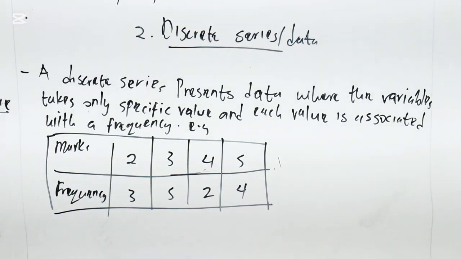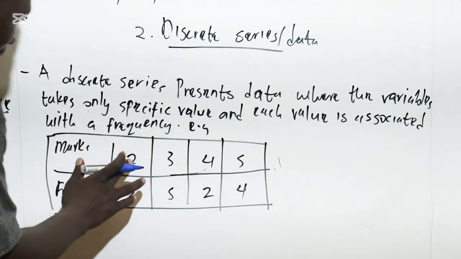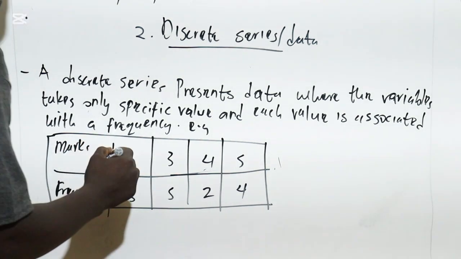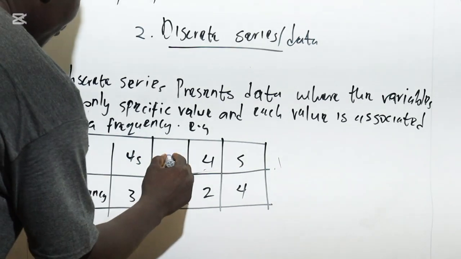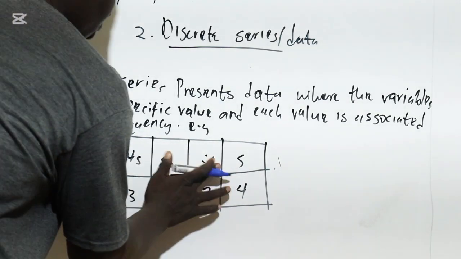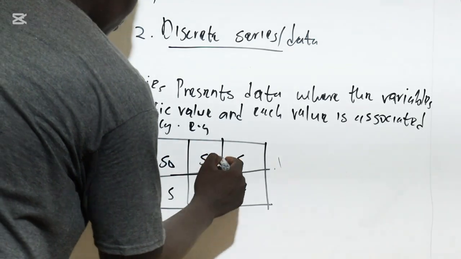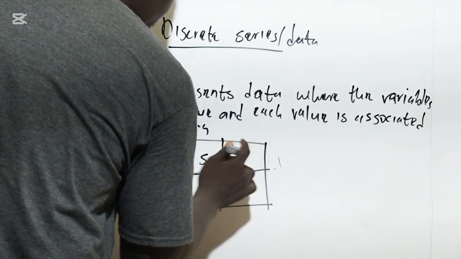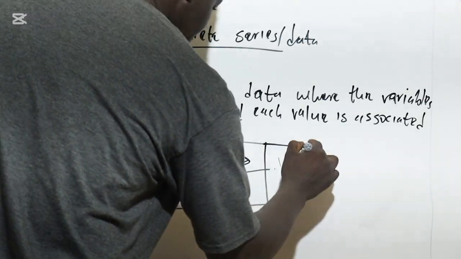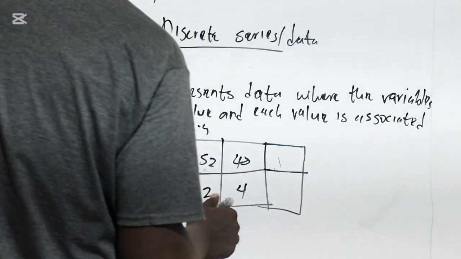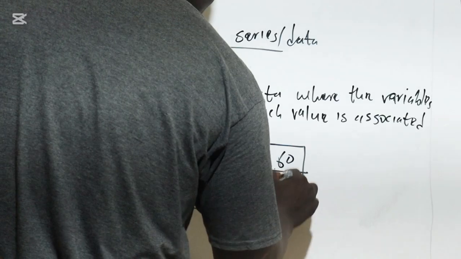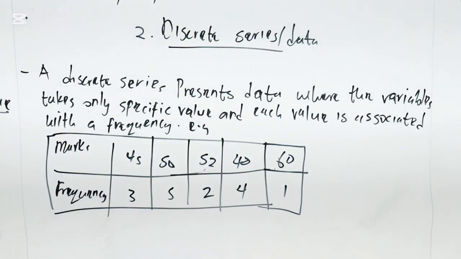For example, let me use the same example. Let's say this here is 45, so that you understand it better. Here is 50, here's 52, here's 48, and another column and row, and here is 60. So assume that's our data.